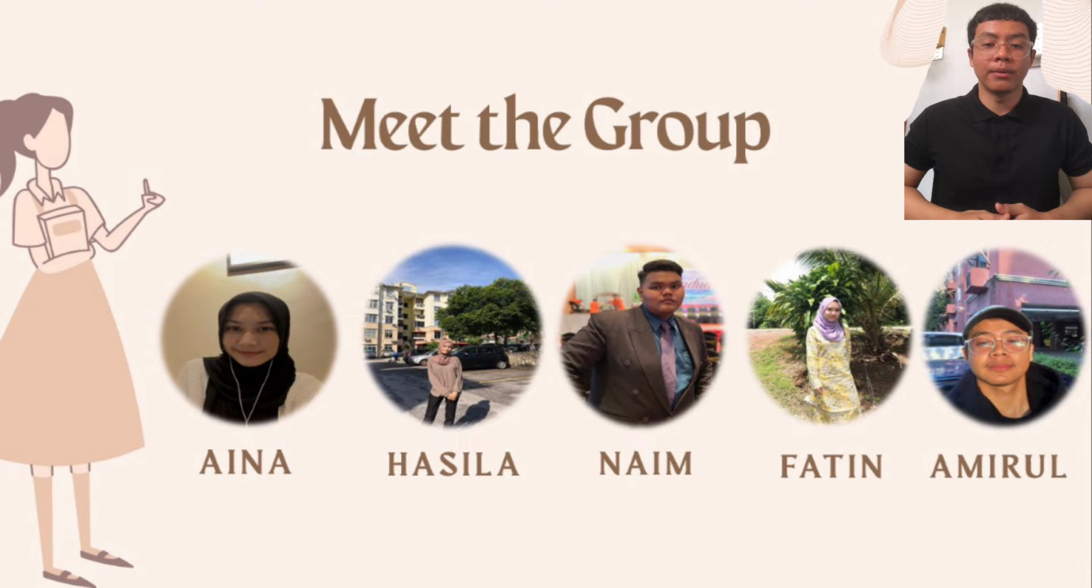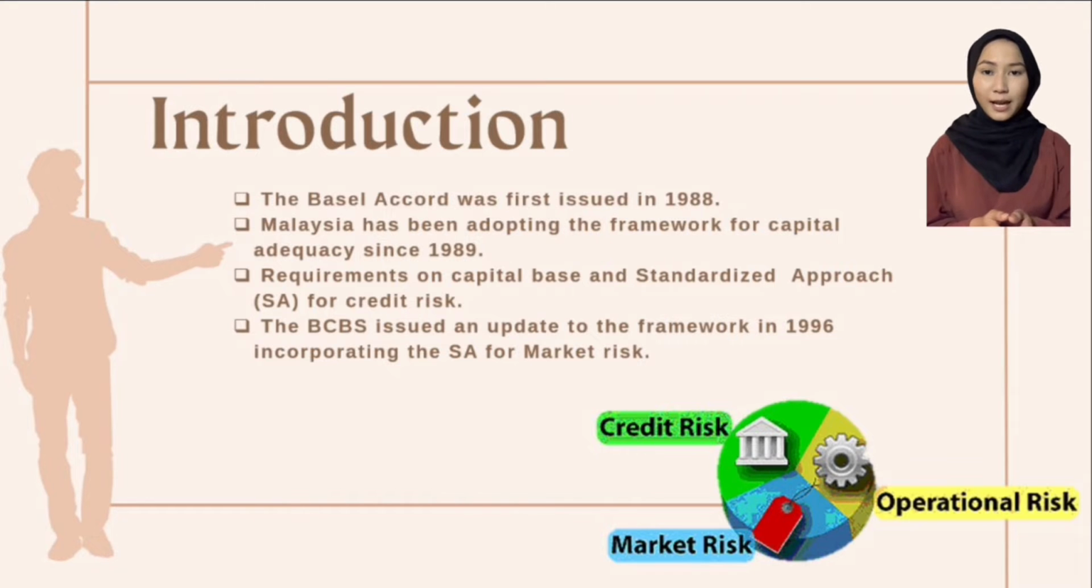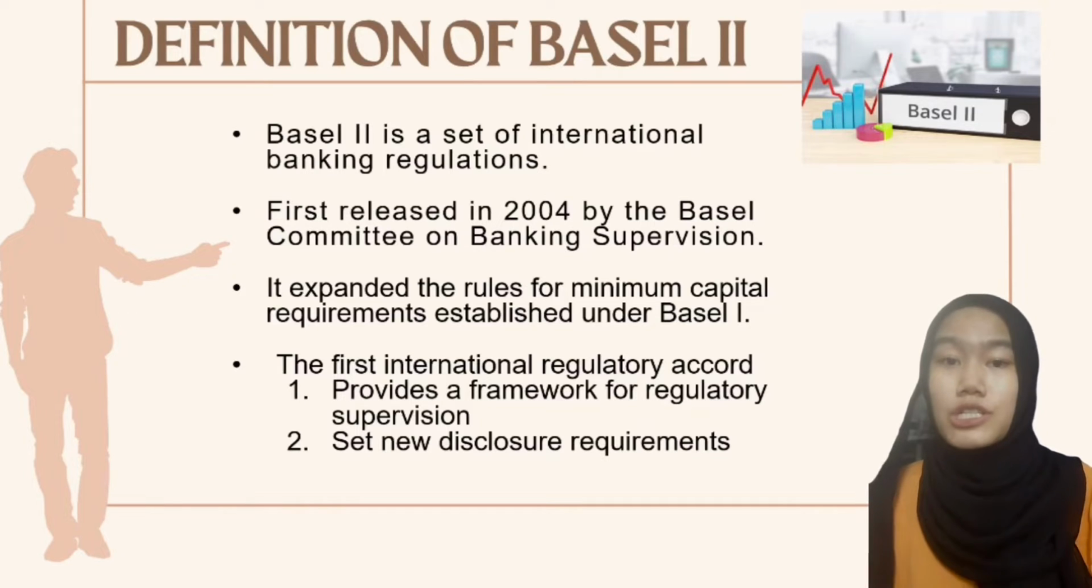I am from DKB4. Now I will explain the introduction of Basel. The Basel Accord was first issued in 1988, whereas Malaysia has been adopting the framework for capital adequacy since 1989, with requirements on capital base and standardized approach for credit risk. The Basel Committee on Banking Supervision then issued an update to the framework in 1996, incorporating the standardized approach for market risk. I will explain about the definition of Basel II.